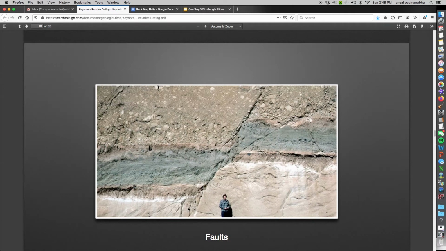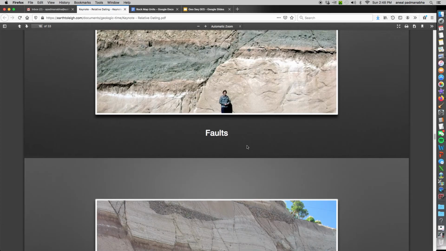So this is what it means by cross-cut. You see this line right here? It cuts across all these other rock layers right here. So this fault happened after they were deposited. And we also know this is a fault because you can see that these rock layers should line up, and they're just offset by a little, which would be the result of a fault.